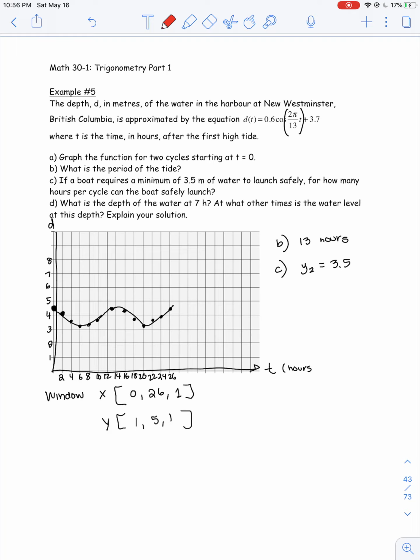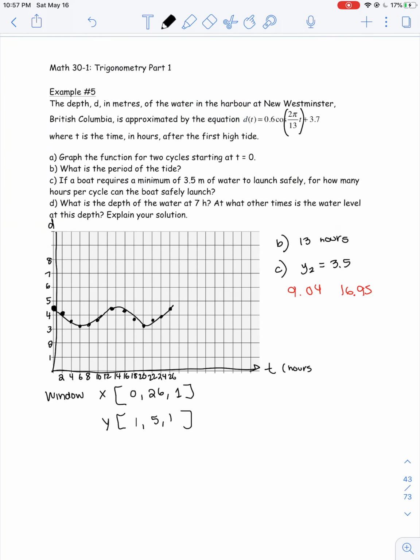Okay, so second trace, intersection, number 5. I'm finding one intersection by going as close as possible to it and pressing enter 3 times. And I get that one intersection occurs at 9.04 hours. And then again, I'm going to find the next intersection. So that's going to be at 16.95, and all I have to do is subtract these two values.